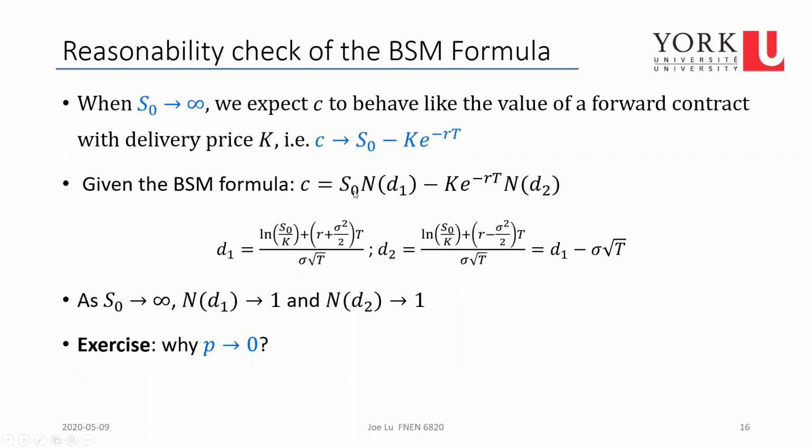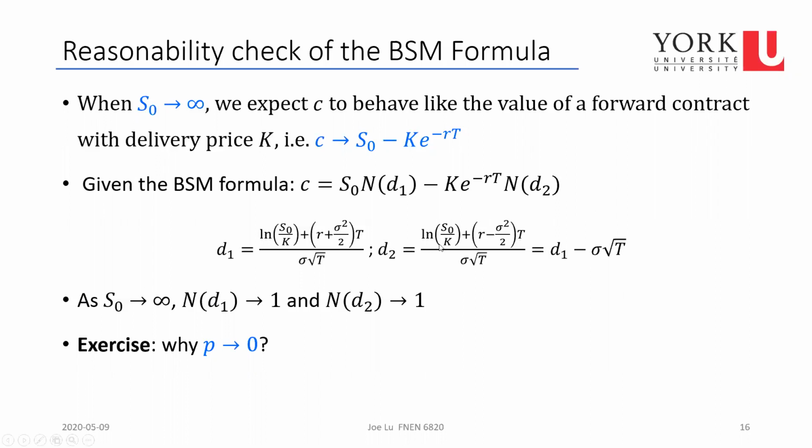Now, if S naught is approaching infinity, then this part is going to approach infinity, and these are all finite values. So essentially, your D1 is approaching infinity. If D1 is approaching infinity, that means your N(D1), which is the area under the normal probability density function, will approach 1. So the probability is going to be 1.